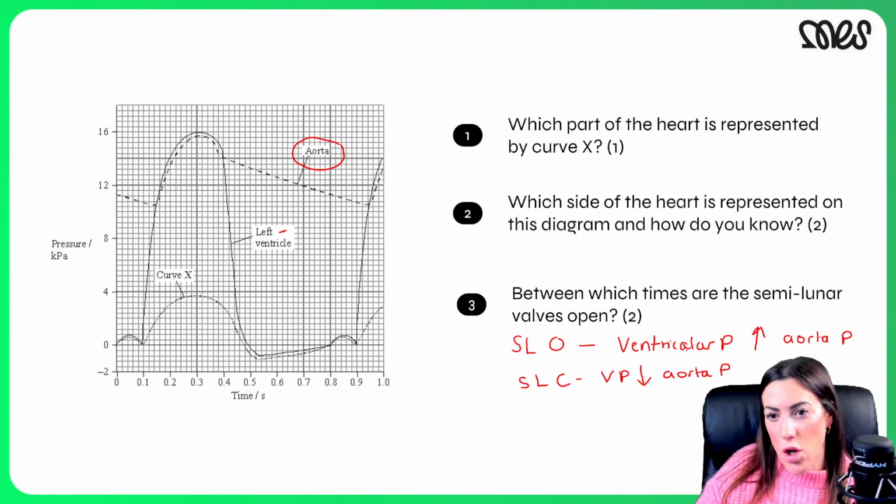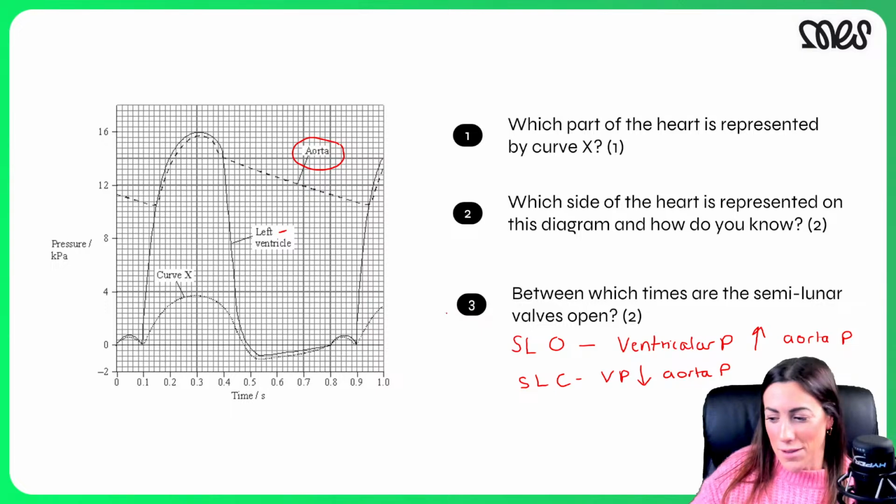Okay, so they open when the ventricular pressure is higher than in the aorta, they're forced open. Then they close when the ventricular pressure drops lower than the aorta pressure, because when it's higher in the aorta, it's going to push those valves closed. That is a good answer.